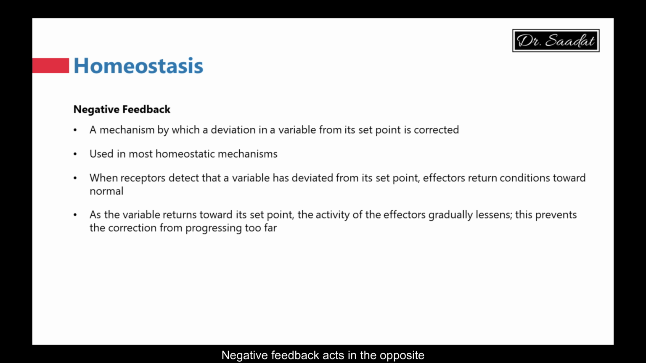Negative feedback acts in the opposite direction of the initial change. Hence, it's called negative. For example, if the initial change is a drop in blood pressure, the negative feedback will increase blood pressure to bring it back to normal. In other words, negative feedback maintains homeostasis.